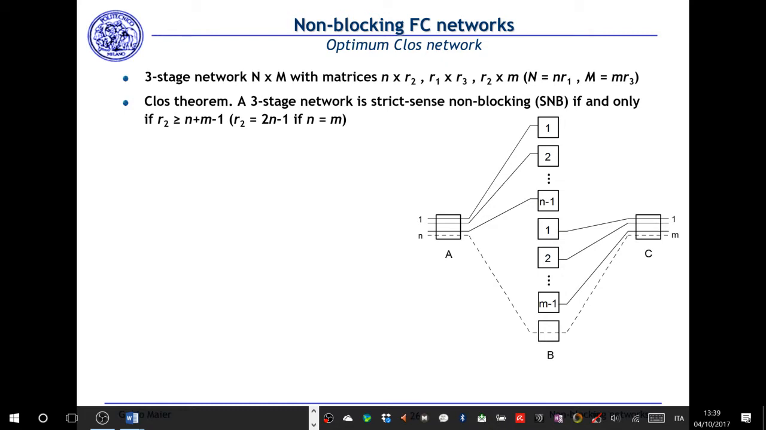So what is the cost of this architecture? We can assume that matrices are all implemented as crossbars. So each matrix of size A by B has a cost, in number of crosspoints, of A by B. And if you count matrices in all the stages, you come out with this expression that is general.